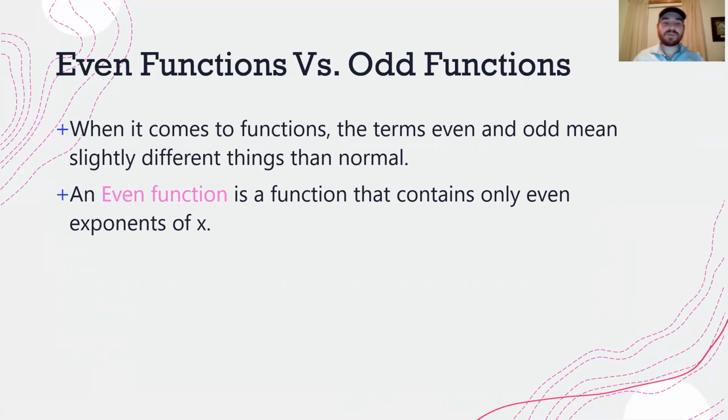So an even function is a function that contains only even exponents of x. So for instance, 2x to the sixth, that's an even exponent, minus 5x to the fourth, that's an even exponent, minus 3x squared, that's an even exponent.